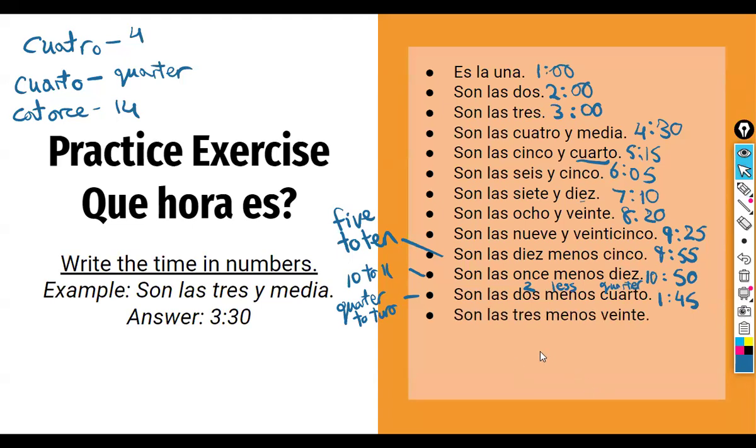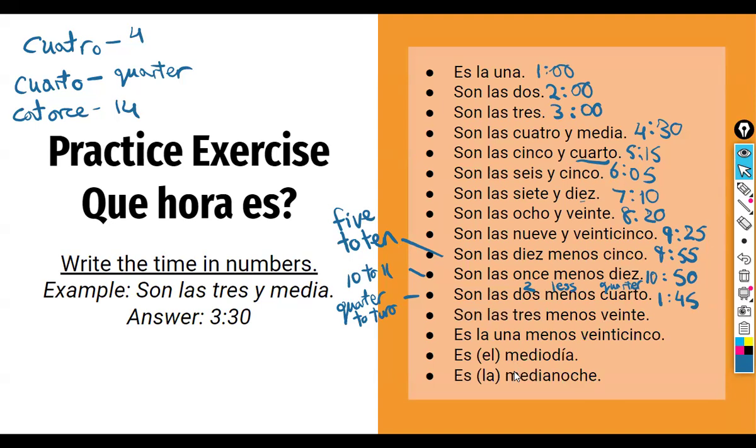All right. Son las 3 menos 20. So if it's giving you trouble, write it out literally. It is 3 less 20, right? So that means it is 20 minutes to 3. And if it is 20 minutes to 3, then it is 2:40. 2:40, yes, right?